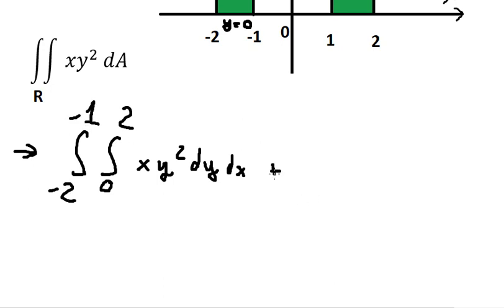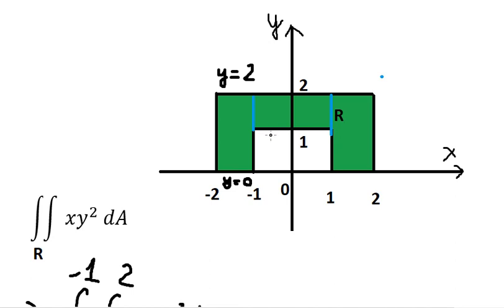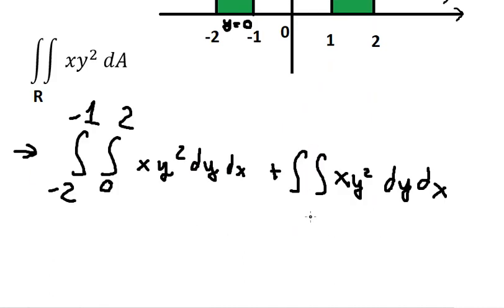The next one, from negative 1 to positive 1, we see that this line here is y equals 1, and this one in here is y equals 2. So we have dy from 1 to 2, and dx from negative 1 to positive 1.